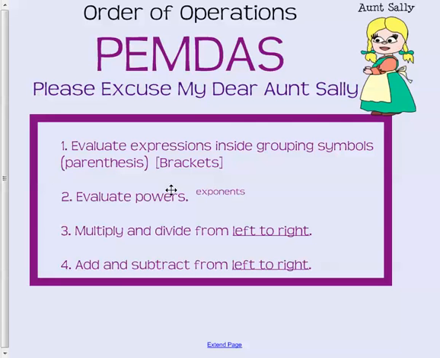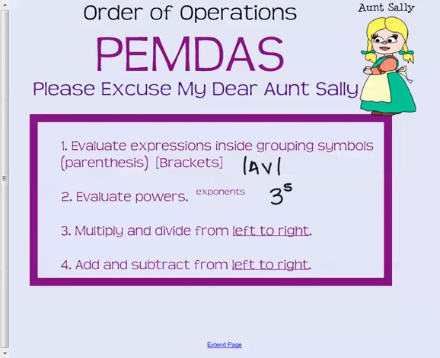The first step is to evaluate expressions inside grouping symbols. Parentheses, brackets, even absolute value is considered a part of this. Then we evaluate powers. So anything with an exponent. So for example, 3 to the 5th power.